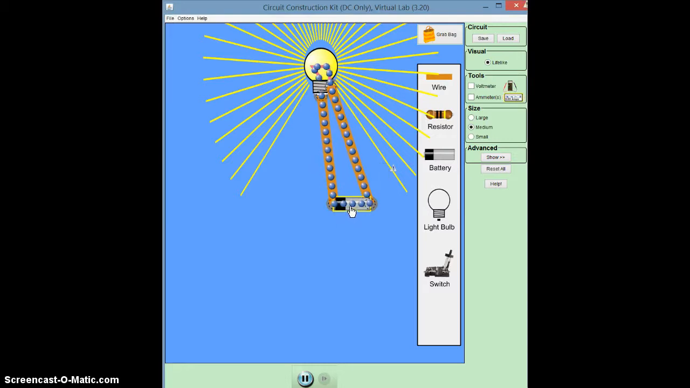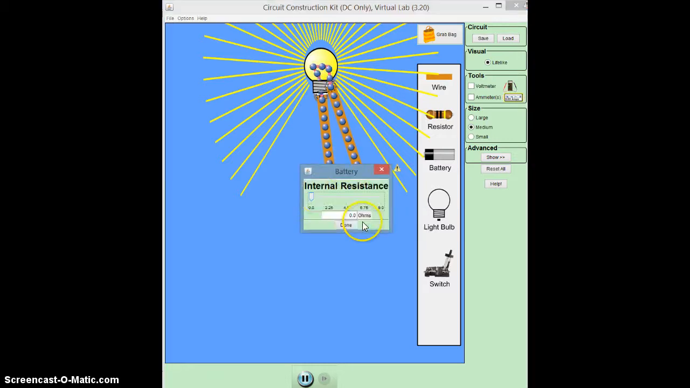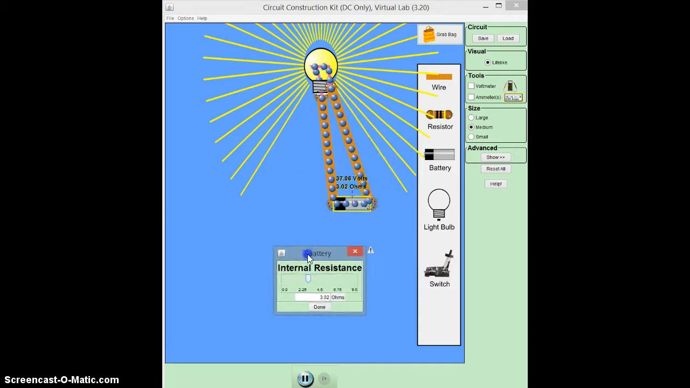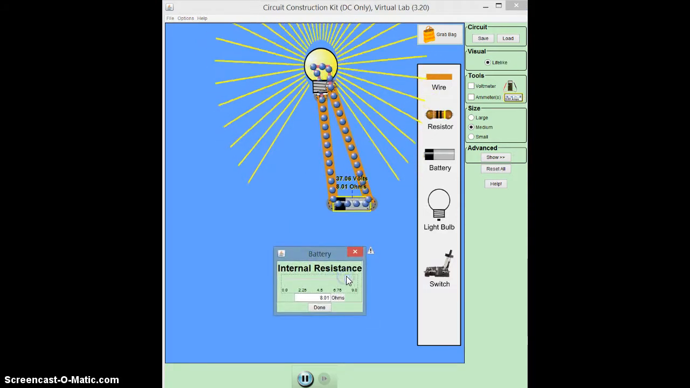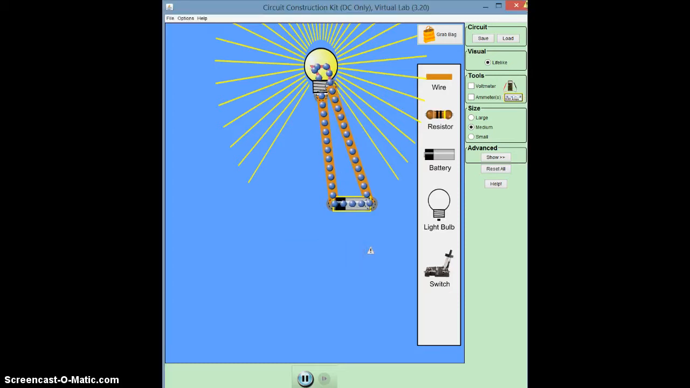Okay, and then it wants us to increase and decrease the internal resistance. So right now the internal resistance is 0. As I up the internal resistance, you can watch what happens there. All right, right click one of the wires and remove it.